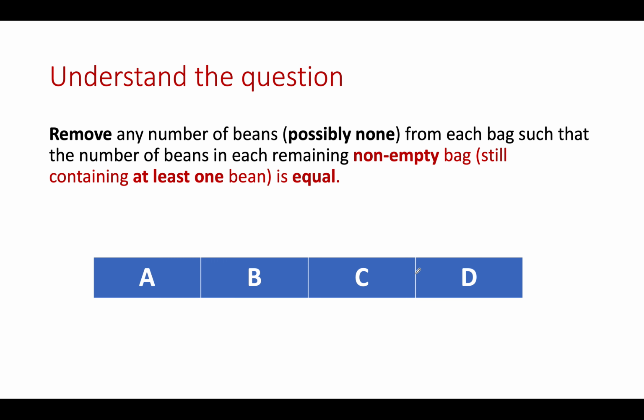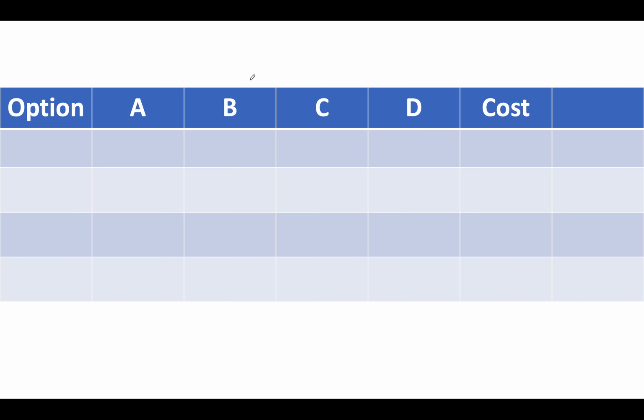The crux of the problem lies in building the understanding, which is remove any number of beans from each bag such that the number of beans in the remaining non-empty bags become equal. This is very important. We need to make sure that the non-empty bags should have the equal value. Let's consider the case where we are given 4 bags A, B, C and D, and in the first go, what we are going to do, we'll sort them such that A is less than B, B is less than C, C is less than D.